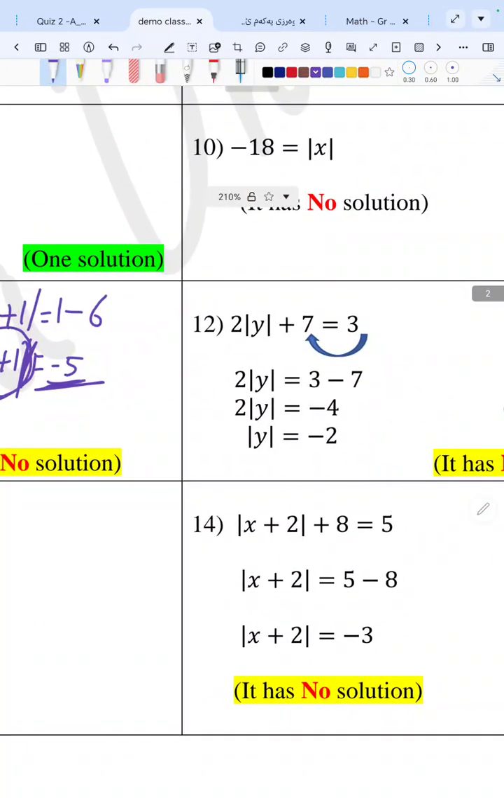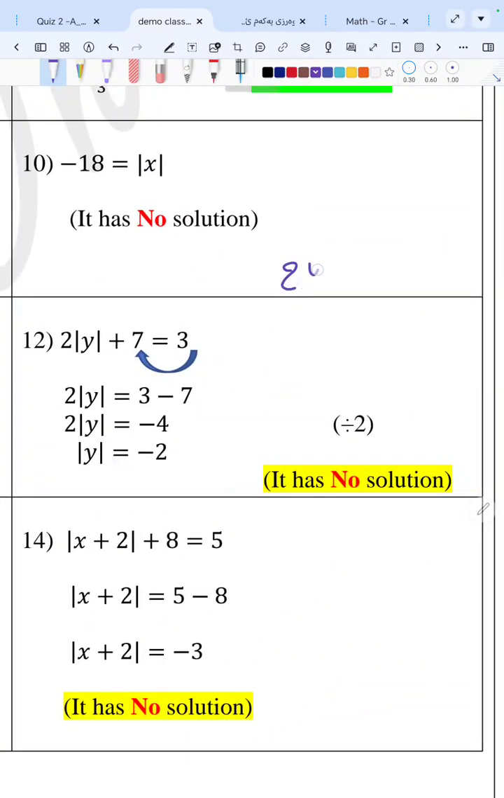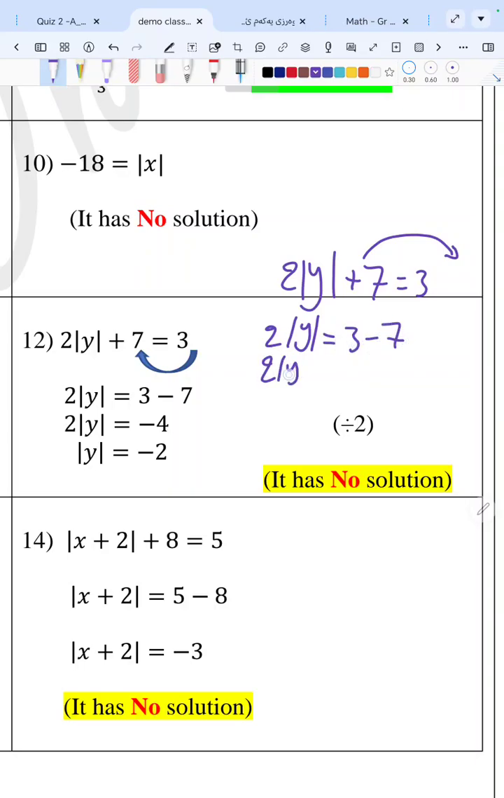Even this one: we have 2 times the absolute value of y plus 7 equals 3. Move 7 to the other side. It will be 2 times the absolute value of y equals 3 minus 7, so 2 times the absolute value of y equals negative 4. Since we have a negative here, still you cannot decide yet, because the absolute value is not alone. So how to make it alone? Divide by 2, divide by 2. The absolute value of y equals negative 2. Now you can decide it. It has no solution.